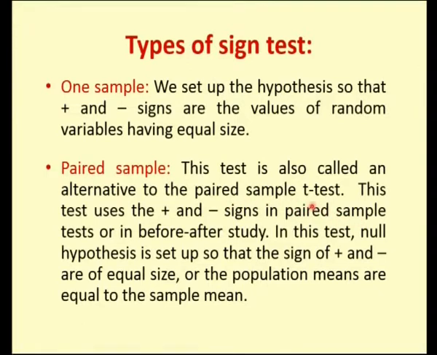That is, in paired sample test we take the difference, then we try to do the test procedure. Here this test is used as a plus and minus sign in paired sample test or in before and after study. In this test, the null hypothesis is set up so that the signs of plus and minus are of equal size, or the population means are equal to the sample means.